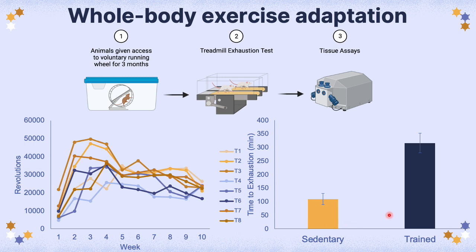And then this is the graph of my treadmill exhaustion test. As you can see, my trained animals were able to run about 3 times longer than the sedentary animals until they were exhausted, showing that there was indeed a whole body exercise adaptation.